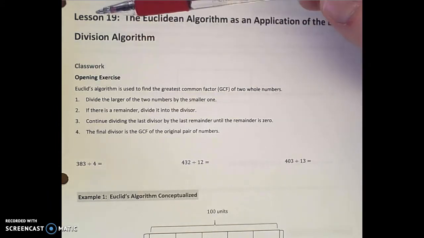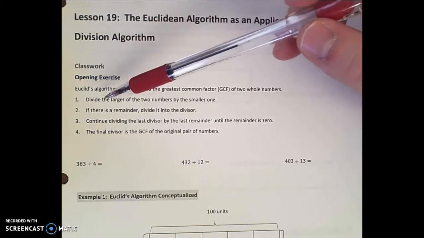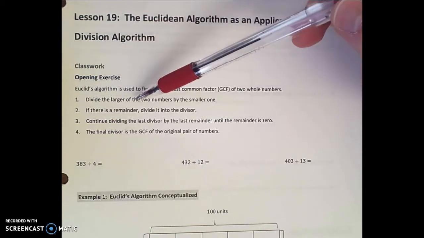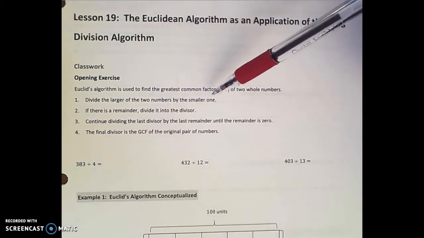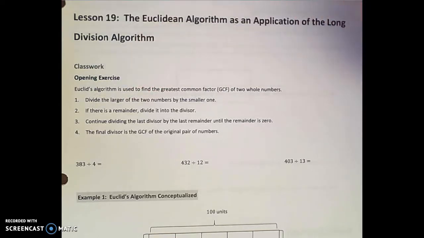Euclid was a mathematician a long time ago, and he created this algorithm in order to find the greatest common factor. So the steps to do this would be to divide the larger number of the two numbers by the smaller one. Then, if there is a remainder, divide it by the divisor. Continue dividing the last divisor by the last remainder until the remainder is 0. The final divisor is the GCF of the original pair of numbers.